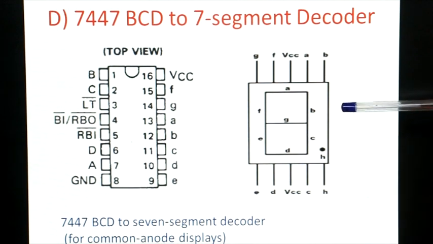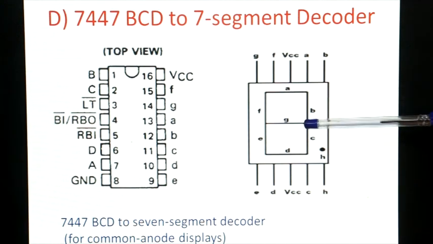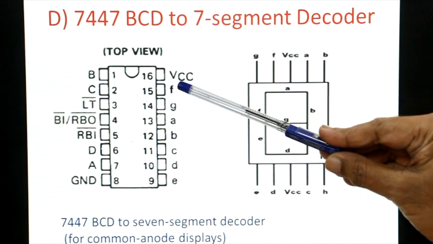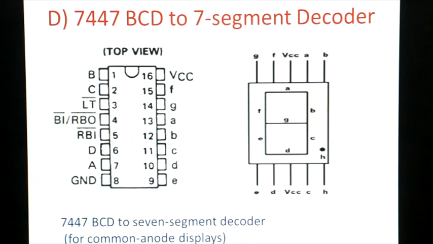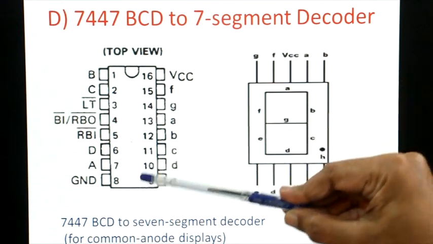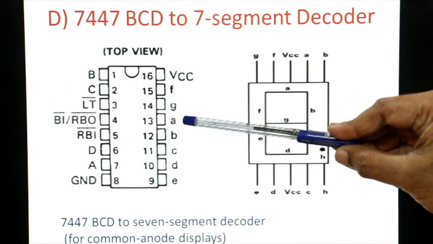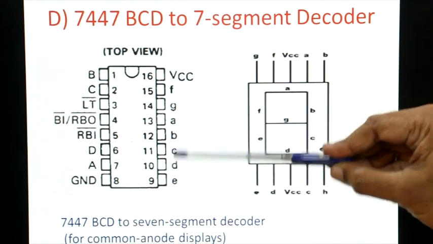If you're talking about number 8, then all will be lit up. If you're talking about number 0, then except G, all will light up. So what this particular 7447, the BCD to 7 segment decoder, does is, you can see that it has outputs going all the way. You have all the outputs here, A, B, C, D, E, F, G.